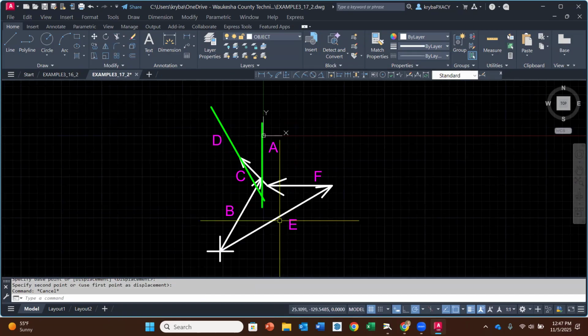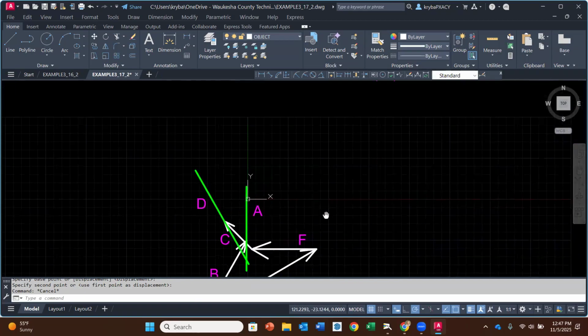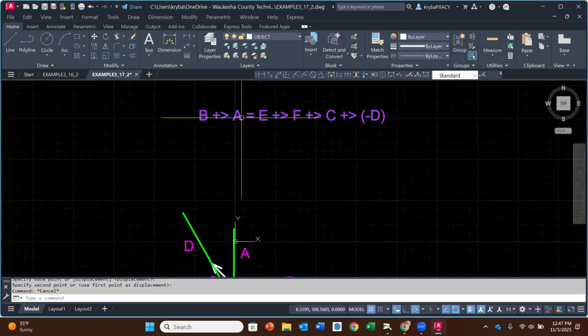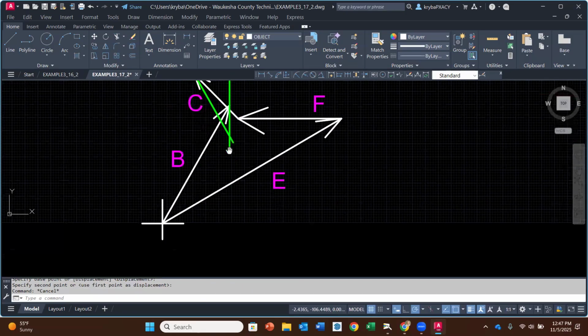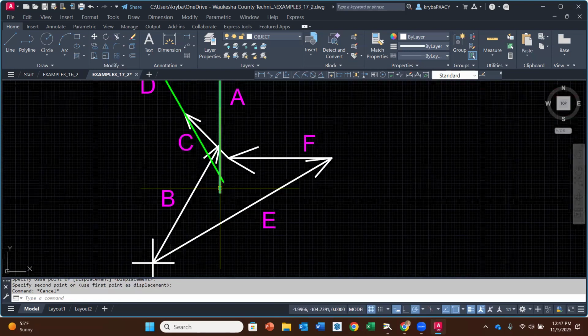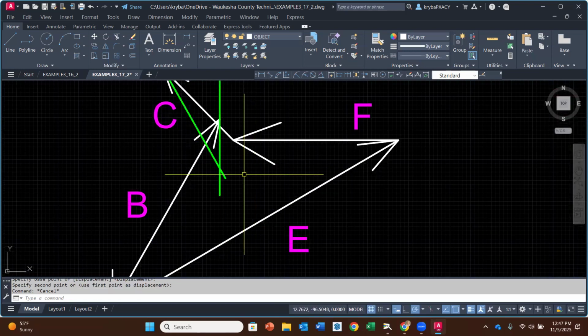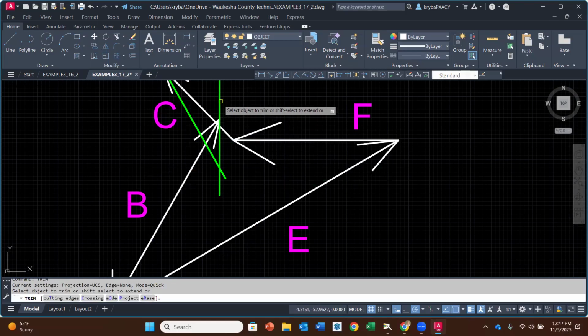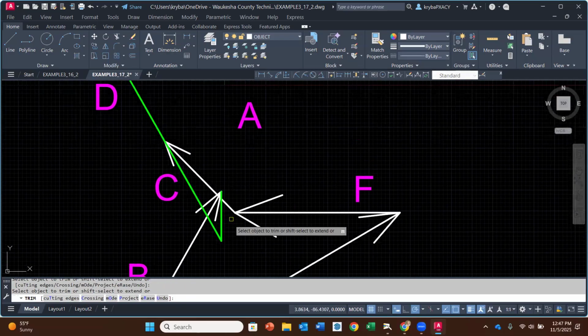Now, what I'm looking for is the intersection of A and D. Because A and D are at the ends of each one of the left and the right sides, I need their intersection. And their intersection is right here. You see that? It's right there. So I am going to trim this away, this away, this away, and up here.